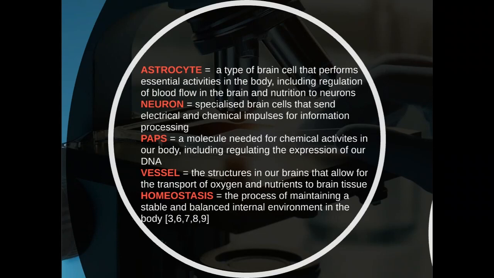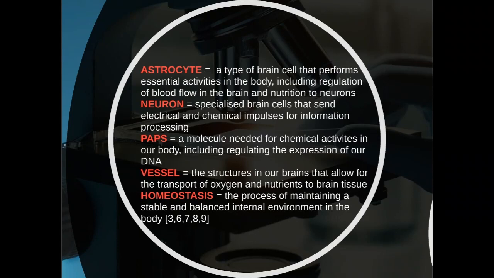PAPs, they're the branches and the molecules that we need for chemical activities in our body. So they will connect different cells together from the astrocyte. And the vessels, things like blood vessels, they're, I guess, biological tunnels, if you will. They're structures in our brains that mean we can transport oxygen and nutrients to brain tissue to make sure there's connection with everything.